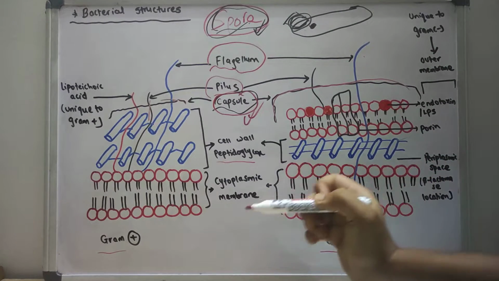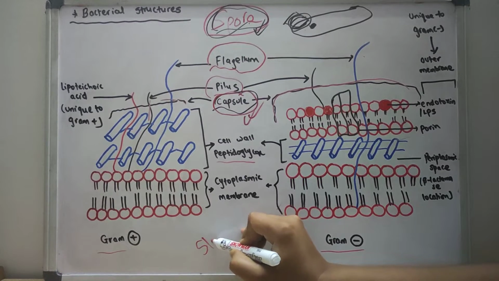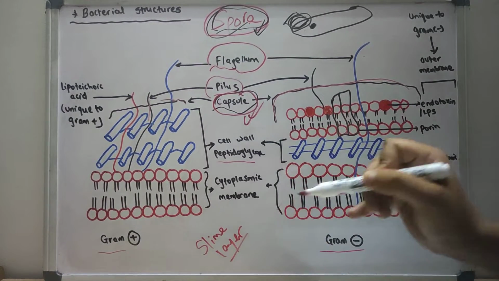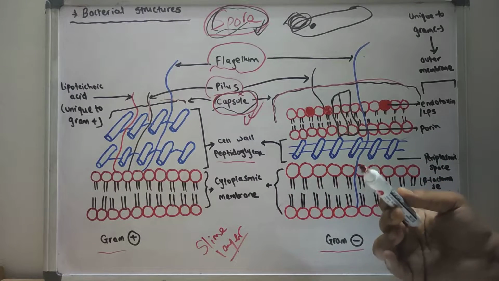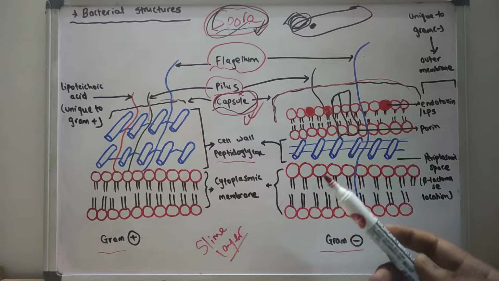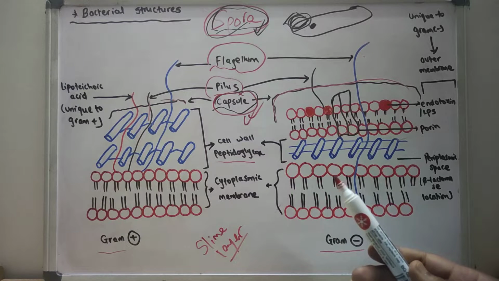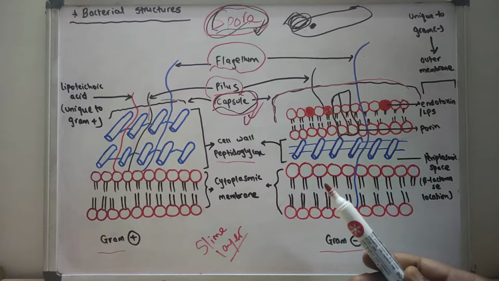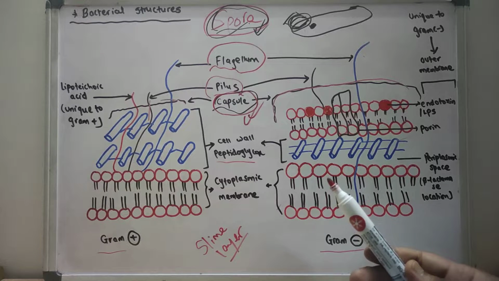Now let us discuss the slime layer. The slime layer is the loose network of polysaccharides. The slime layer mediates adherence to surfaces, especially foreign surfaces. For example, if we keep indwelling catheters or any other foreign surfaces, then the slime layer will help to mediate the adherence to those foreign surfaces.